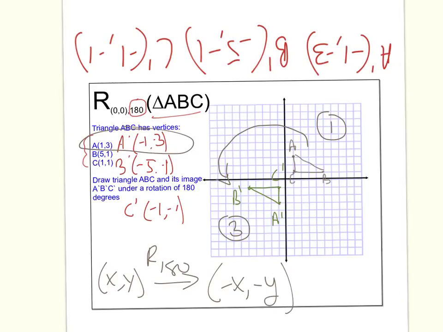One important thing that I just want to note here is that if you have an original coordinate point that is already negative, you still have to negate it. It actually would become positive here. So negating a negative would give you a positive number. All right.